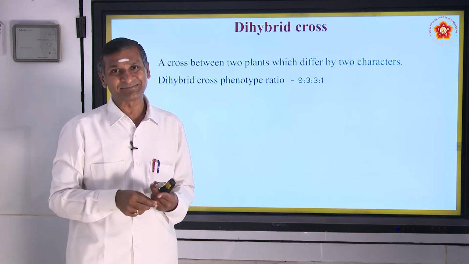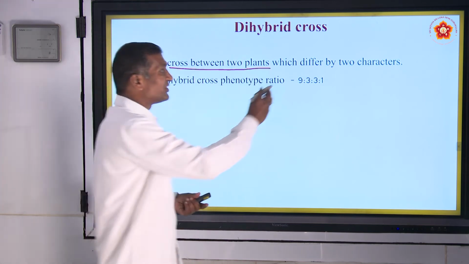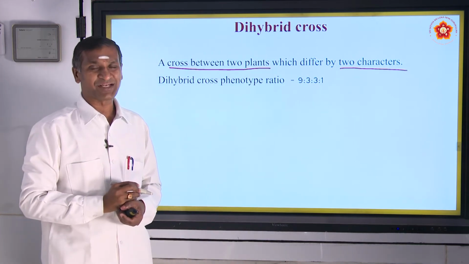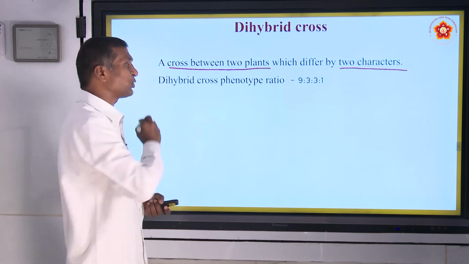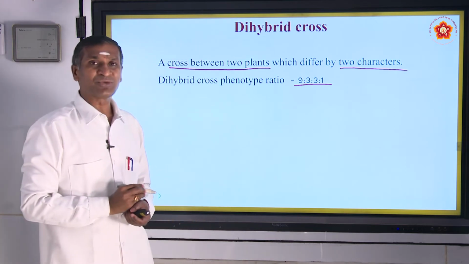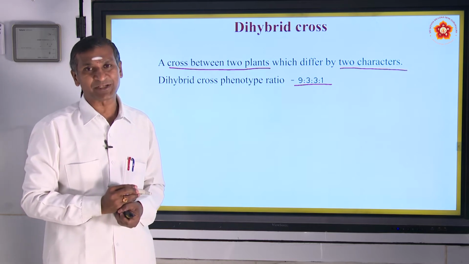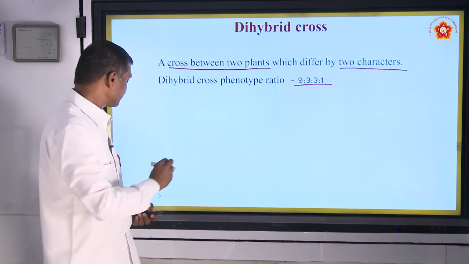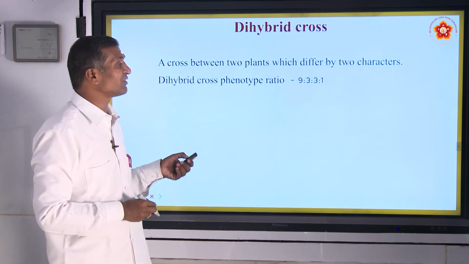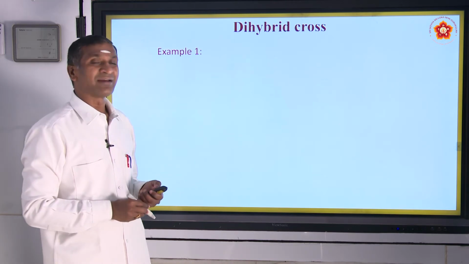2 plants only. So, a cross between 2 plants which differ by 2 characters is called as dihybrid cross. What is the ratio? The dihybrid cross phenotype ratio 9:3:3:1. Very important for multiple choice questions. How to prove that the dihybrid ratio is 9:3:3:1? This experimentation done by Gregor Mendel.